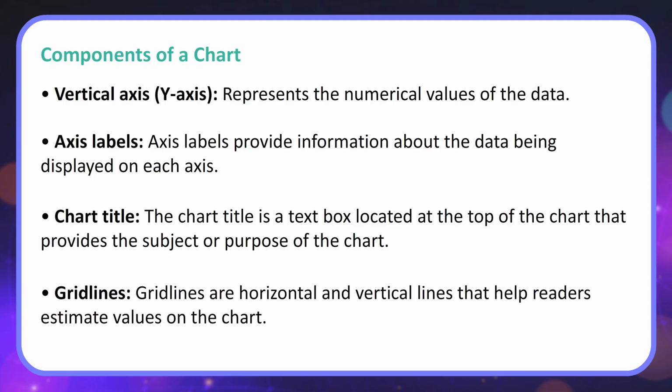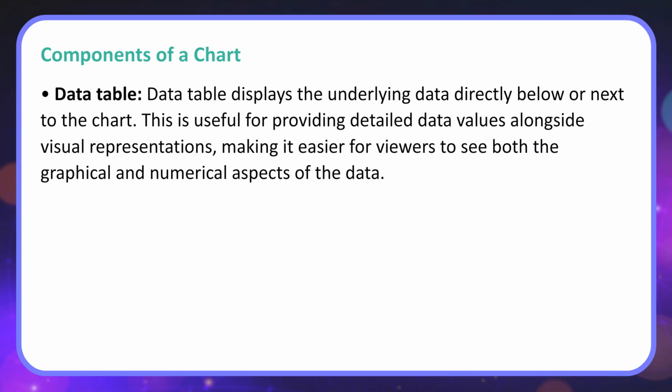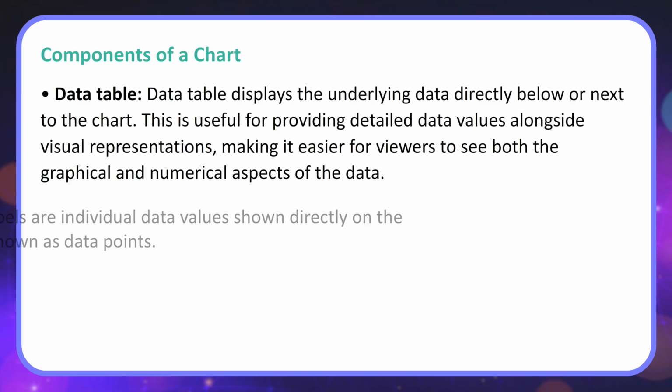Grid lines. Grid lines are horizontal and vertical lines that help readers estimate values on the chart. Data table. Data table displays the underlying data directly below or next to the chart. This is useful for providing detailed data values alongside visual representations, making it easier for viewers to see both the graphical and numerical aspects of the data.